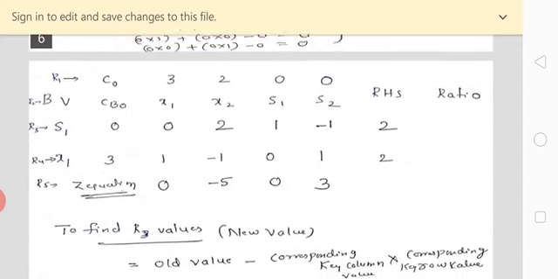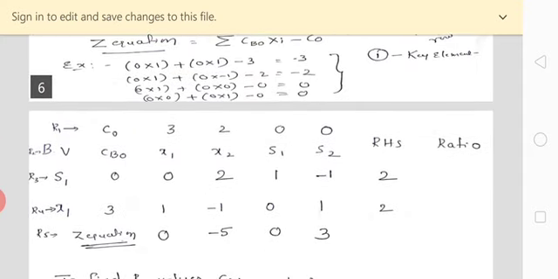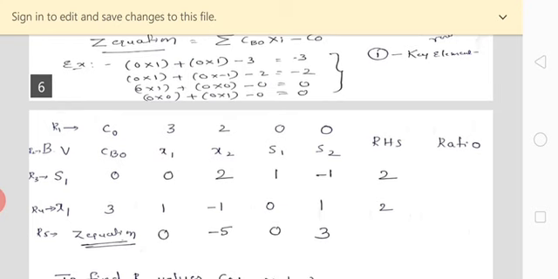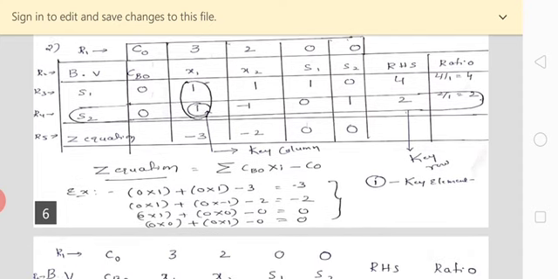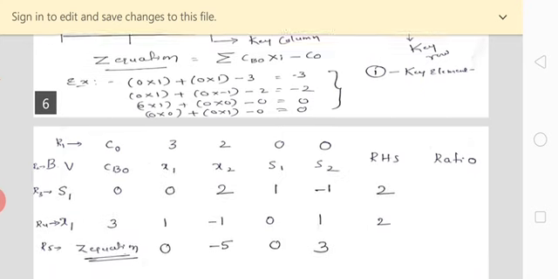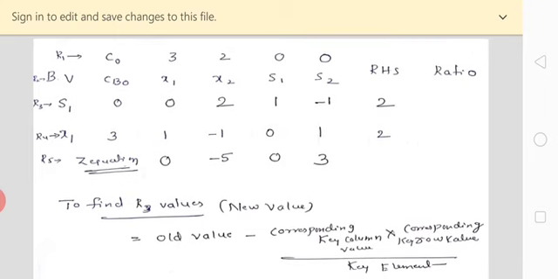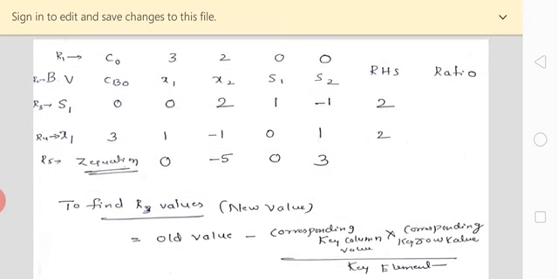It's nothing but the old values here. I am calculating the values of R3 now, nothing but the x1, x2, s1, s2 values under the R3 row. Understood? See here, initially in the first table my R3 values under x1, x2, s1, s2 were 1, 1, 1, 0. But just observe the second table, the values have changed now: 0, 2, 1, minus 1. How did I get this? This is the formula for calculating.